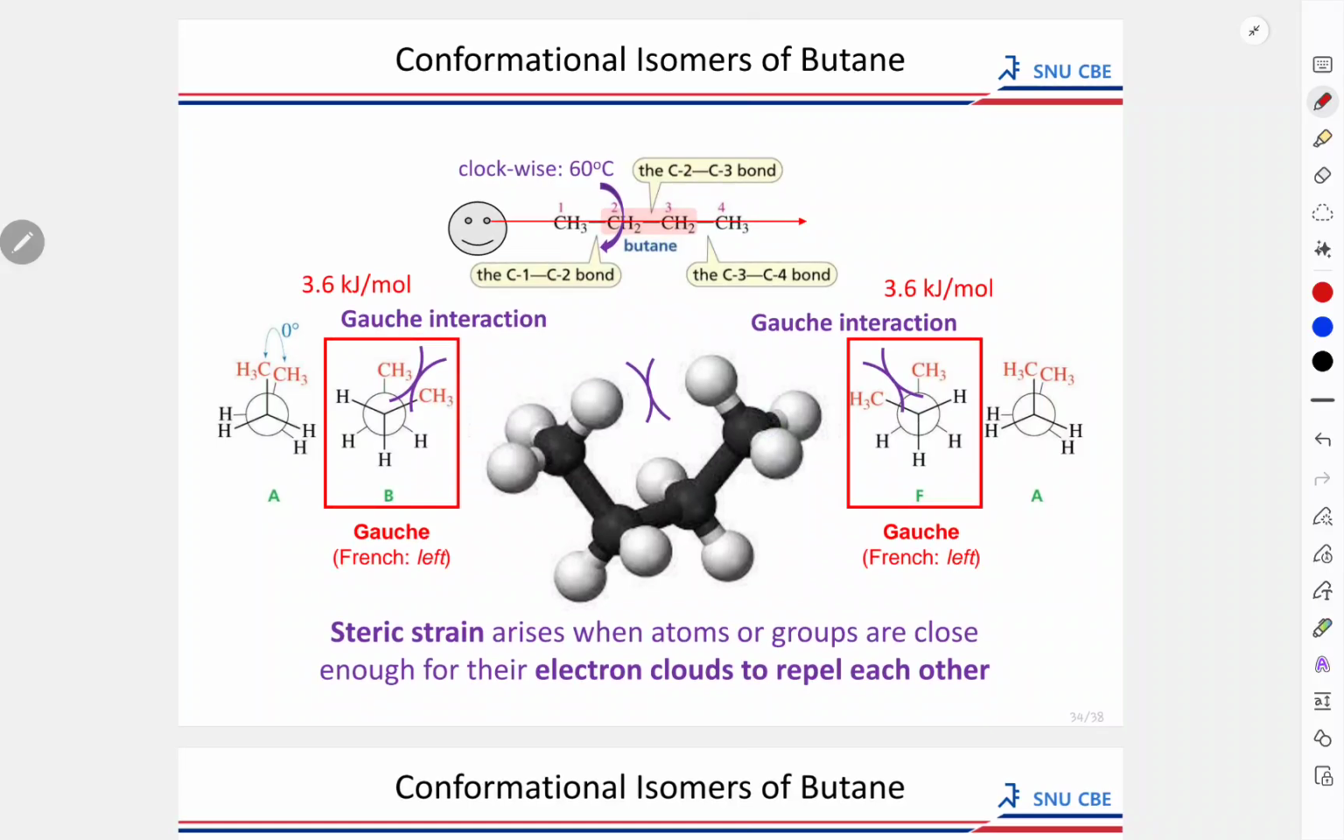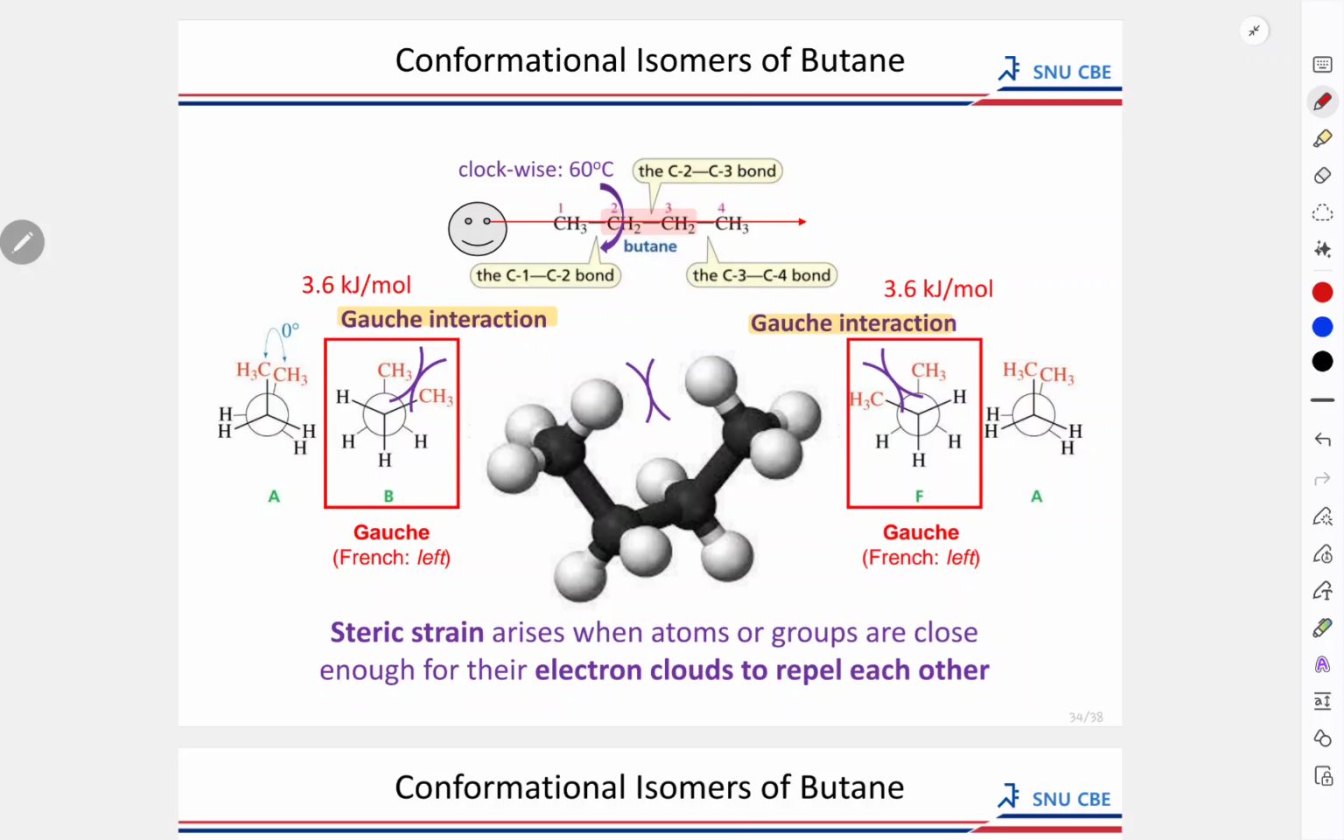And we'll learn about the diaxial interaction in the cyclohexane case. But basically, this is steric strain or steric repulsion. But in this case, we specially name it gauche interaction. Okay? When methyl and methyl sit close enough in a staggered state, we define this as a gauche interaction, and this is about 3.6 kilojoules per mole of energy. Okay?